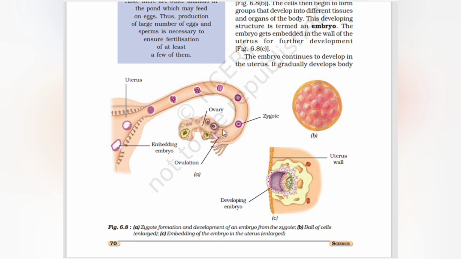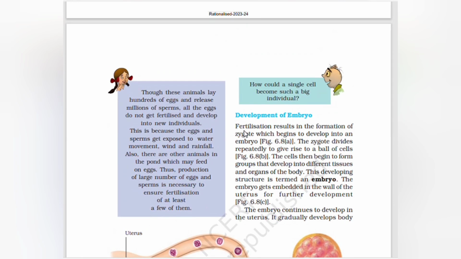Embedding, embryo, ovulation, ovary, zygote. Development of embryo. Fertilization results in the formation of a zygote, which begins to develop into an embryo. The zygote divides repeatedly to give rise to a ball of cells. The cells then begin to form groups that develop into different tissues and organs of the body. This developing structure is termed an embryo.